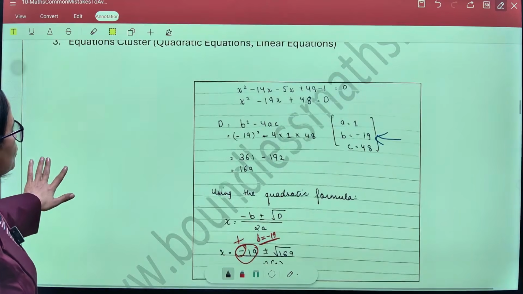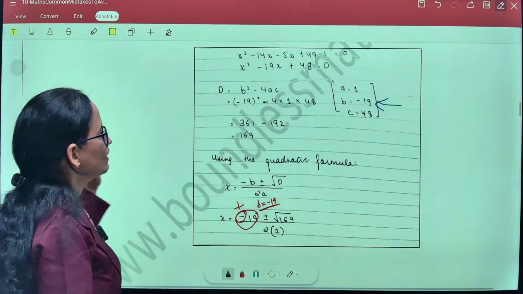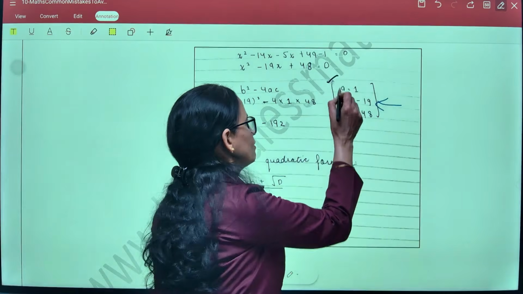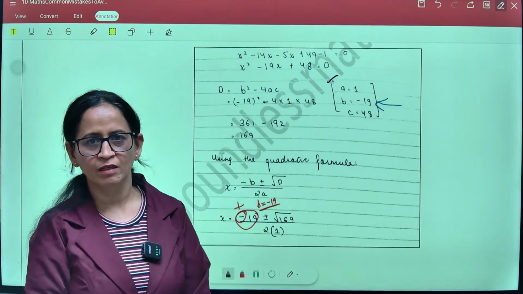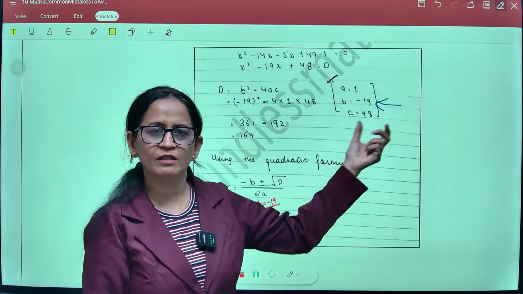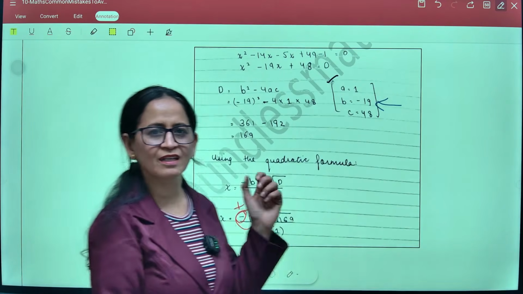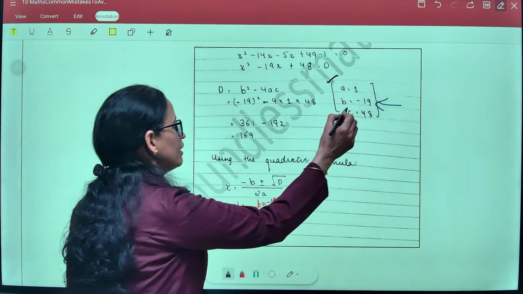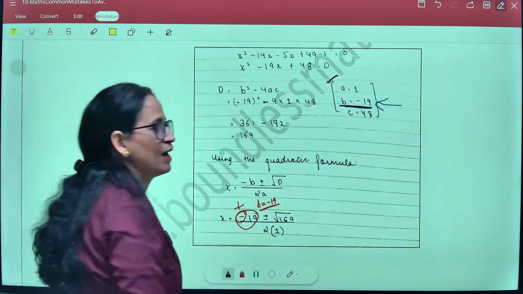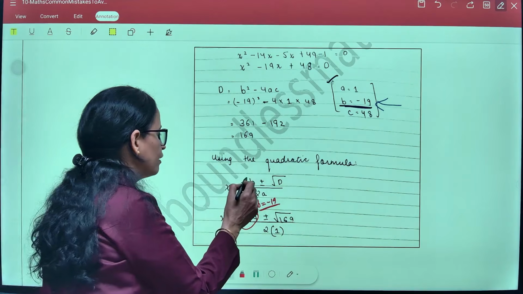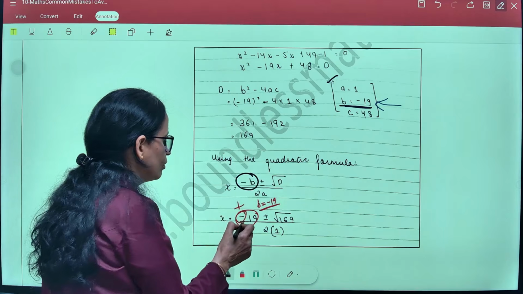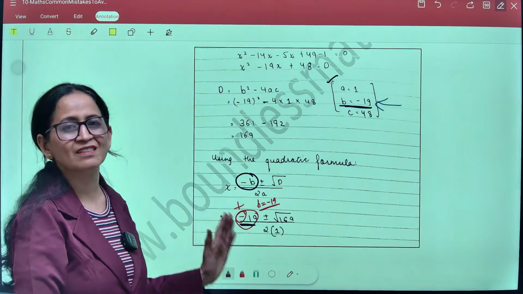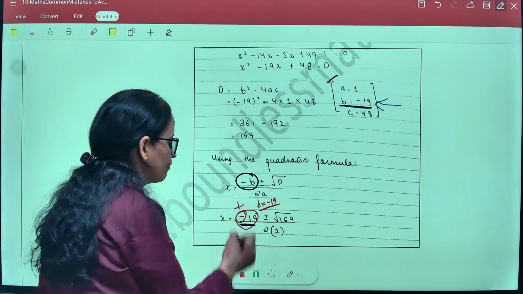While solving questions on quadratic equations, always make it a point to write what is the value of A, B and C. Because here the most common mistake is of plus and minus. The sign gets skipped. When using quadratic formula, again, in spite of writing B is minus 19, here in the formula it is minus B. So don't use B as it is here. It is minus B. So take care of the sign.